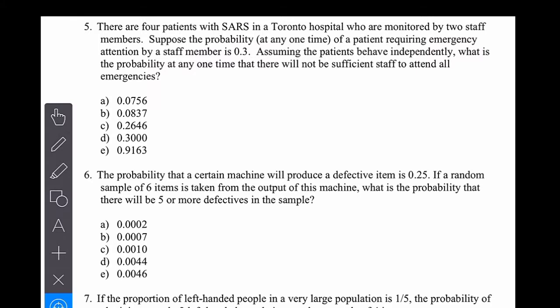These individuals are independent in their manifestation of illness. What is the probability at any one time that there will not be sufficient staff? Okay, so it's a little tricky to unravel what's going on here. You can pause the video and read it again. See if you can identify X and P and K and come back. Or just stick with me and I'll show you.